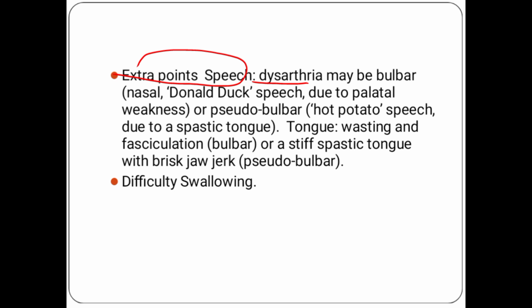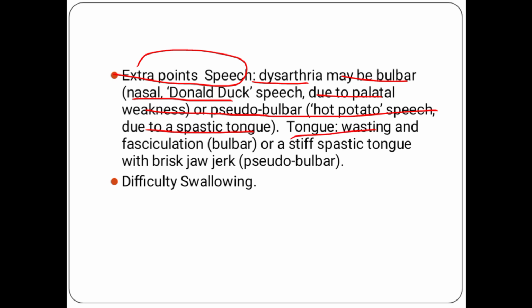Dysarthria may be bulbar or pseudobulbar. Bulbar gives Donald Duck speech due to palatal weakness, or pseudobulbar gives hot potato speech due to the spastic tongue. Means the patient will have dysarthria, maybe bulbar nasal Donald Duck speech due to palatal weakness, or pseudobulbar, which is actually a hot potato speech due to the spastic tongue.